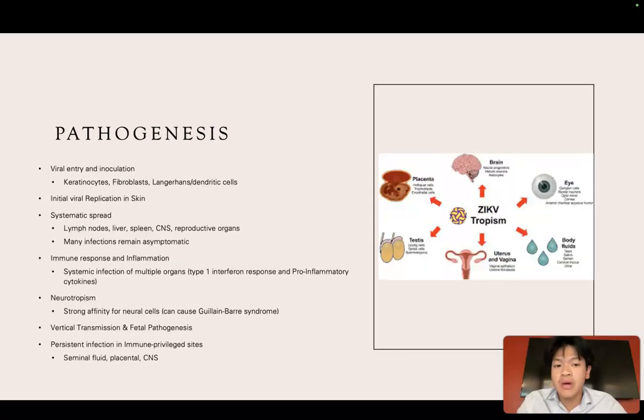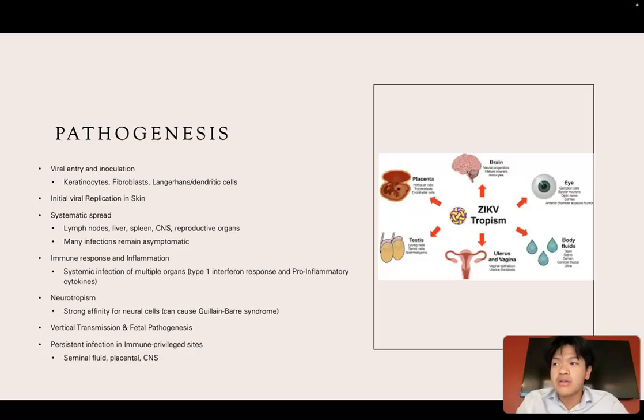And then here's the pathogenesis that I included for the virus as well. So we have viral entry and inoculation. The virus primarily attacks specific tissues, cells, and organ systems in the human body, and it also helps explain the symptoms and complications of the virus itself.